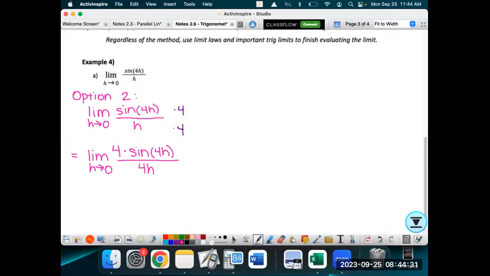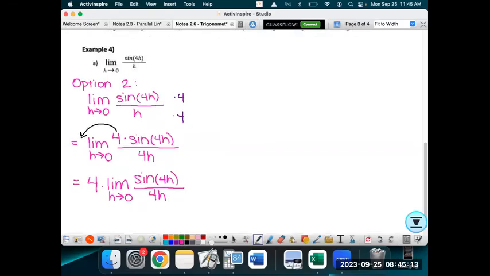Now, do you notice that if this 4 wasn't there, I have one of my important trig limits? It's okay that it doesn't say 4h approaching 0. It's just the variable portion that really matters. So what I can do here is use my basic limit law, that constant multiple, and move that coefficient of 4 out front. The reason I have to do that is because I know the value of the important trig limit. I can't have other things inside of it before I evaluate. It has to be just that plain important trig limit.